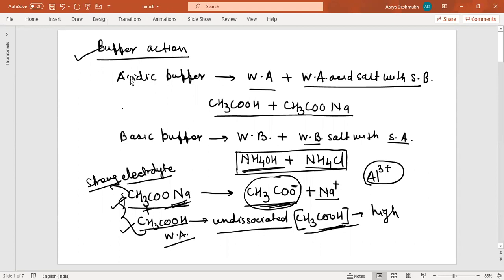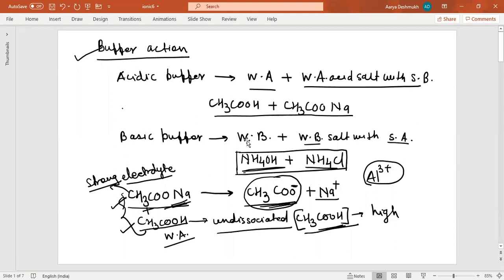Now as I already told, there are two different types of buffer. One is acidic buffer and the other one is a basic buffer. I'll be repeating some of those. So acidic buffer is nothing but the combination of weak acid and its salt with a strong base. Example is acetic acid plus sodium acetate. So you always remember this is an acidic buffer.